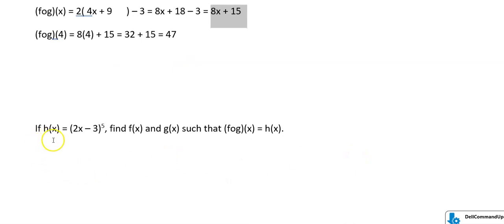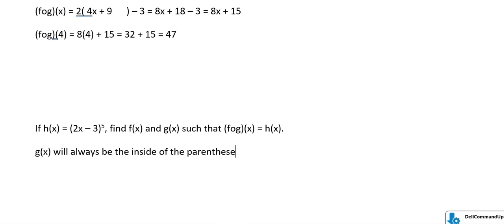So notice here we've got this h of x function, and we want to find the original f and g that, when composed together, equal h of x. In other words, we've got the answer to two composites. We want to find the two original functions that led to it. So to do that, g of x will always be what is in the parentheses, the inside of the parentheses. Okay, so for us then, g of x is 2x minus 3.